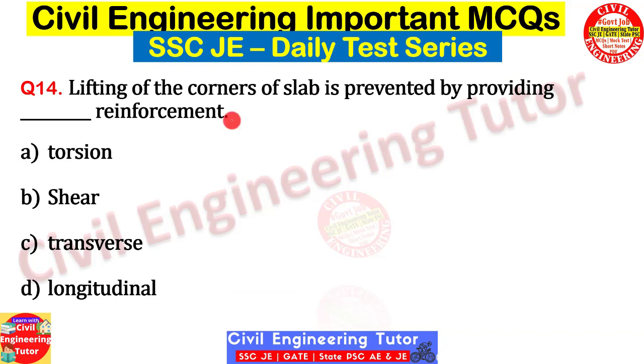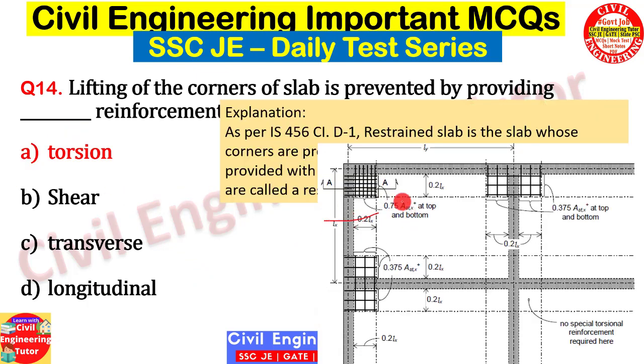Now next question: lifting of the corners of a slab is prevented by providing dash reinforcement. Which kind of reinforcement is provided to prevent the lifting: torsion, shear, transverse or longitudinal? Those who have designed a two-way slab section must have got the correct answer, and the correct answer is torsion. Here you can see that for a two-way slab, these are the corner reinforcement.